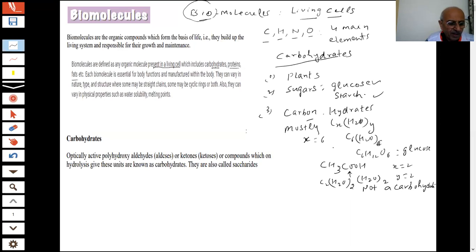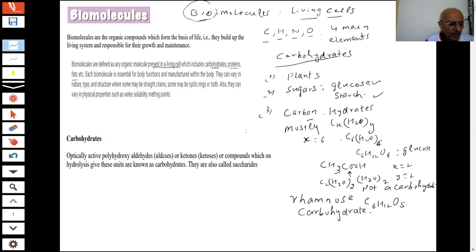Similarly, there is another one, rhamnose, which is C6H12O5. These are some of the names which we will become familiar with as we learn this topic, students. The formula of rhamnose is C6H12O5. This does not fit the formula CxH2Oy, but it is a carbohydrate.